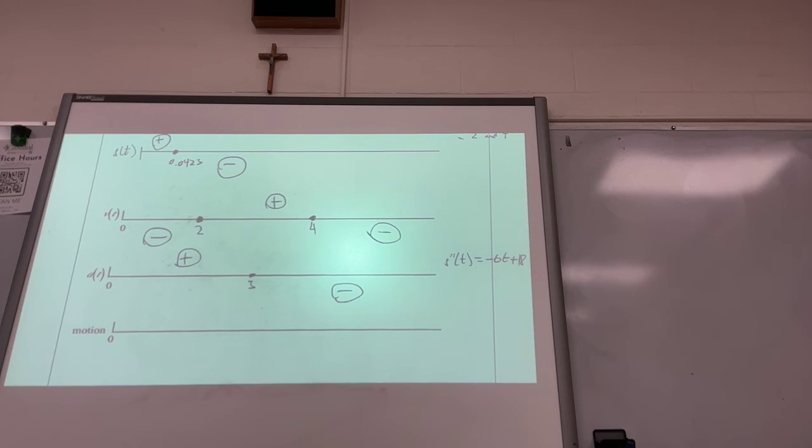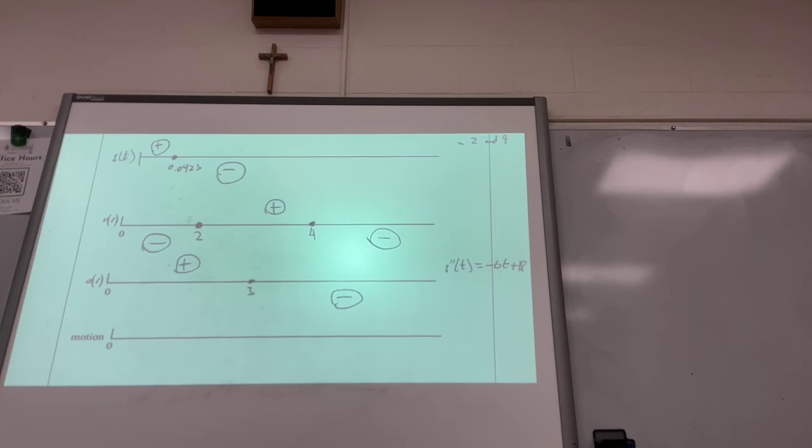Wait, so for A of T, you find the zeros of the second derivative function, right? Zeros and vertical asymptotes. There are no vertical asymptotes here.